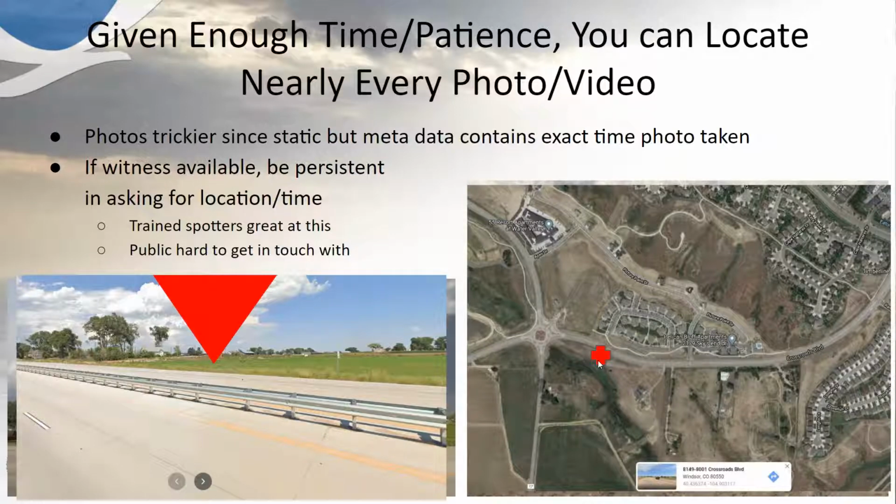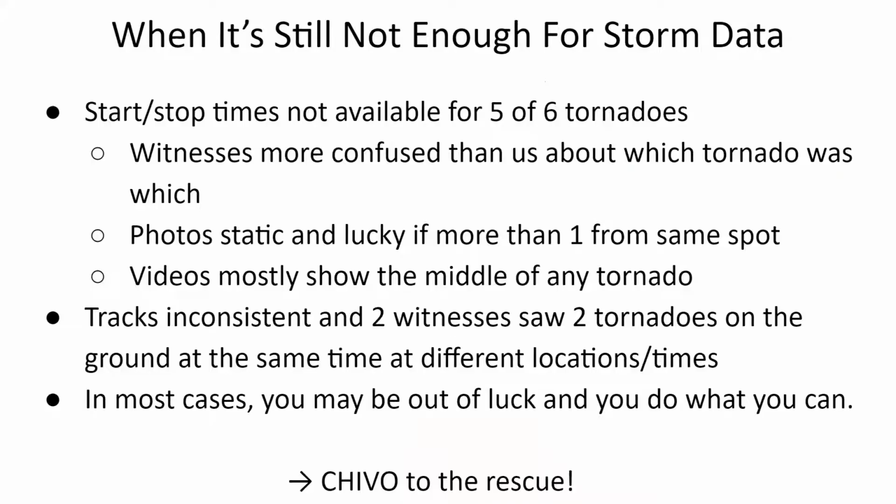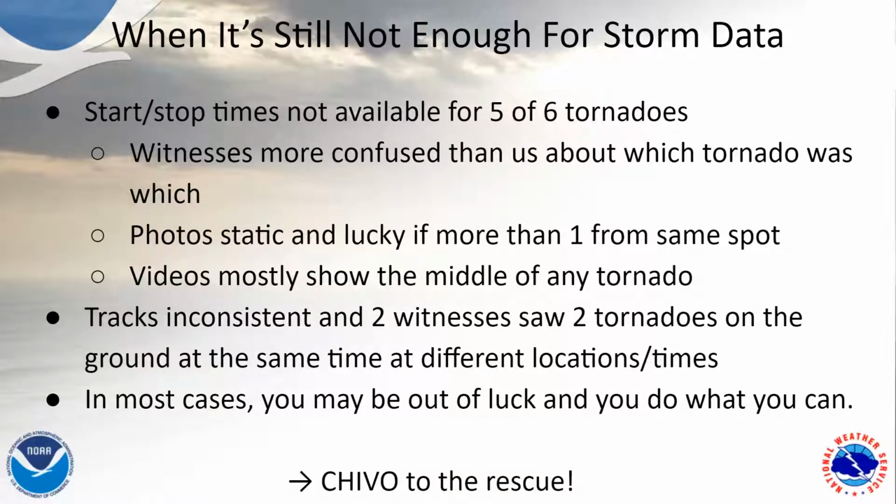Thankfully, that photo, the metadata was spot on. The timestamp was perfect, so I had perfect evidence of the timing of those two tornadoes at the same time. So even after all of that, I would say that's still not enough for storm data. If there was no radar to help, we still would have had enough evidence to say there were probably anywhere between 4 and 8 tornadoes. I don't know if we could have narrowed it down more than that without having a radar nearby.